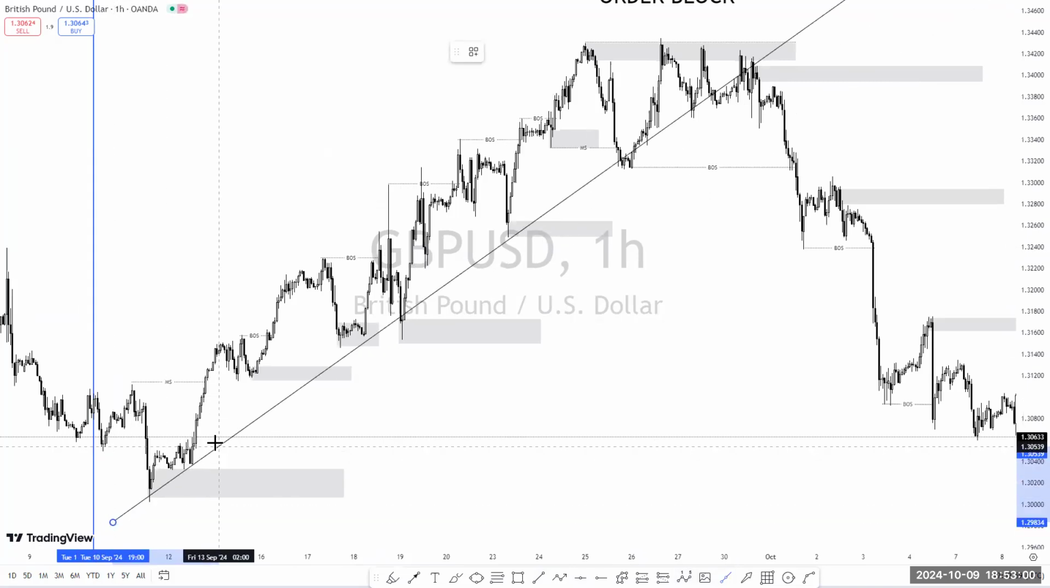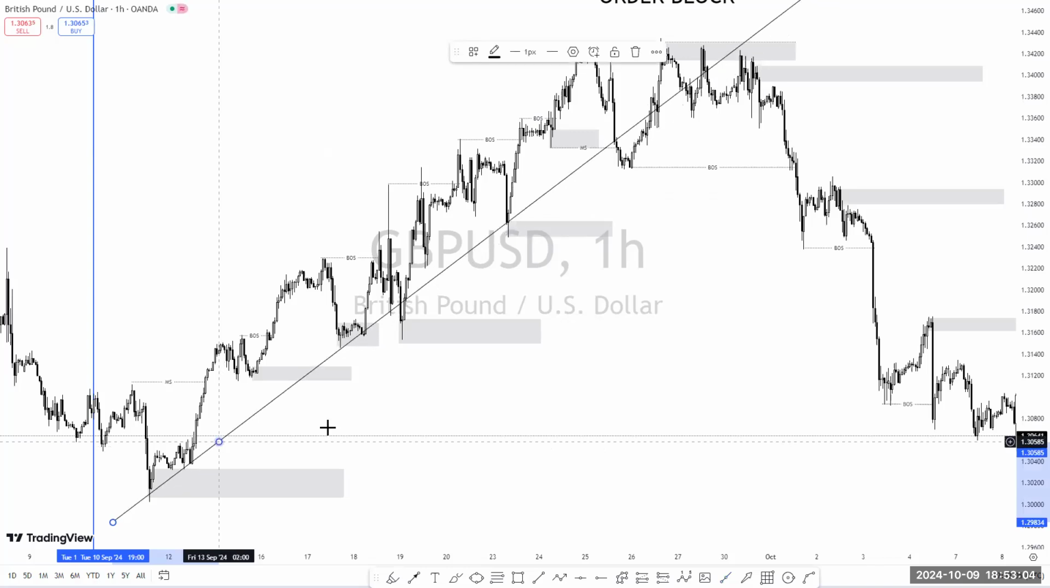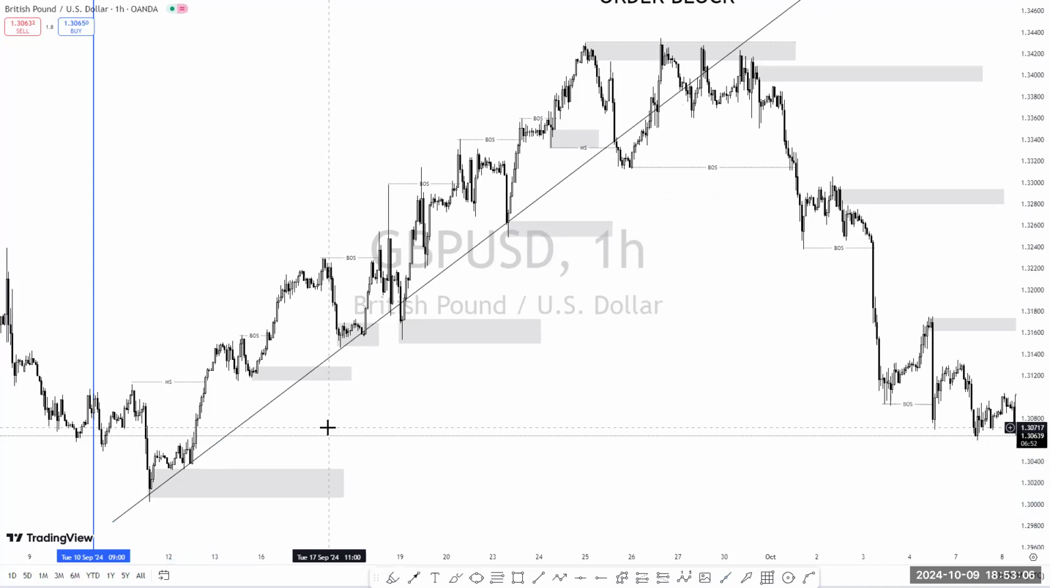Now this is me using trend line. Sorry, coach, let me ask a question. When drawing a trend line, do you need to hold the shift? No, you don't hold the shift.